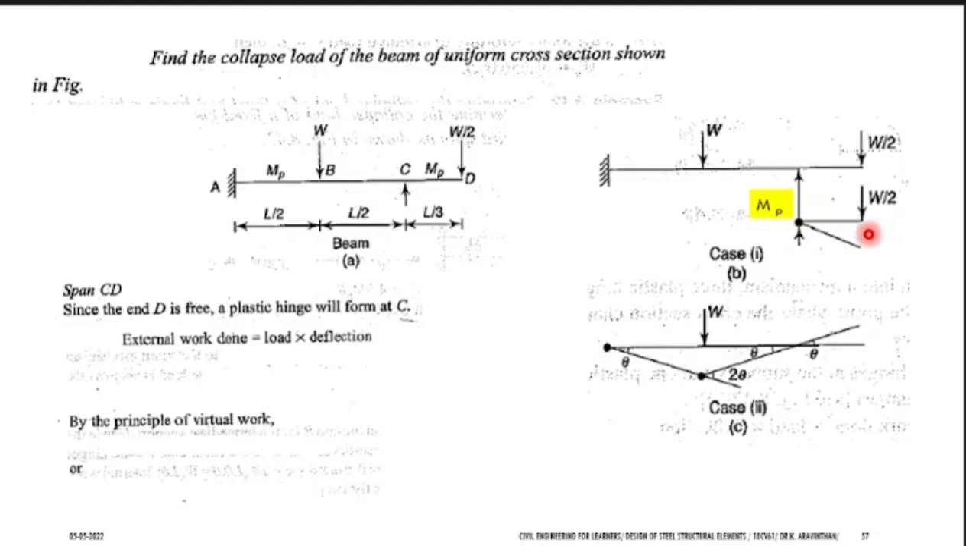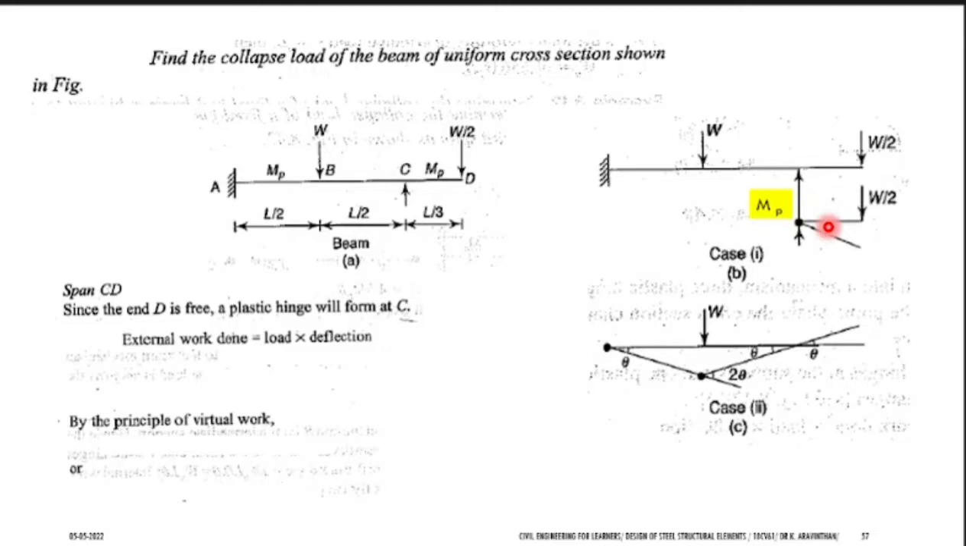Find your external work done. What is external work done? Load into distance. What is your load? W by 2. And what is the internal work done? Internal work done is the plastic moment multiplied by theta. What is your plastic moment? Which is MP into theta. Now you equate these two, you can find W.